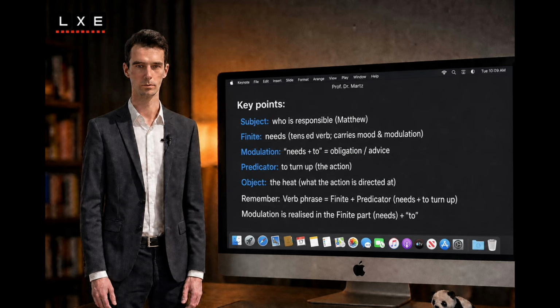Interrogative proposal with modulation: could you send me the reference? Finite, could, softens the request, low obligation, polite. Subject, you, the addressee who is being asked to act. Function, a polite request, interpersonal negotiation. Imperative modulation: submit the form. Finite, imperative, zero explicit finite in English. Mood equals command. Subject, you, implied. Responsibility placed on the addressee.